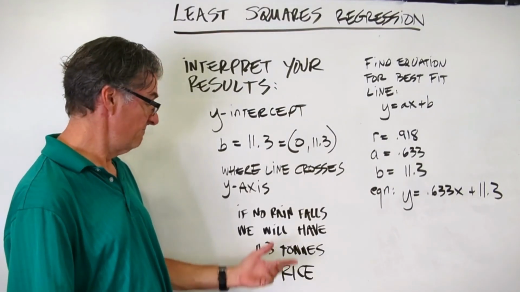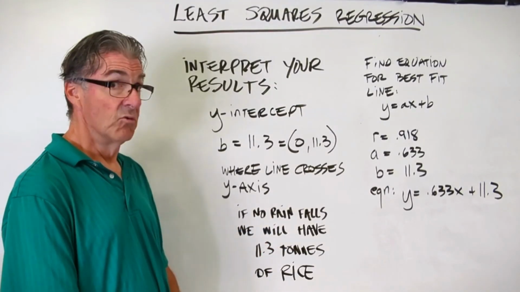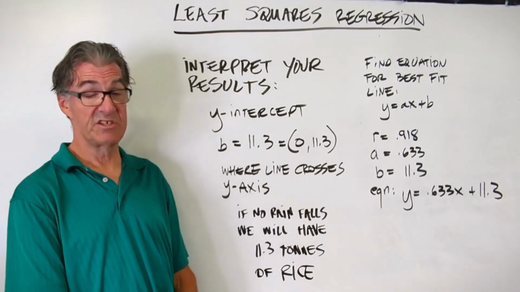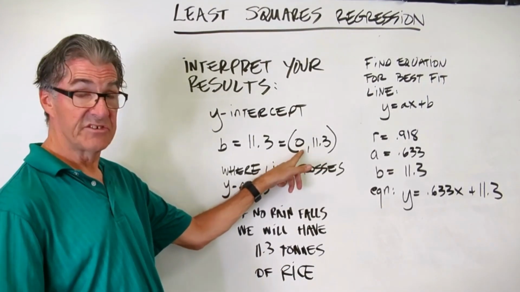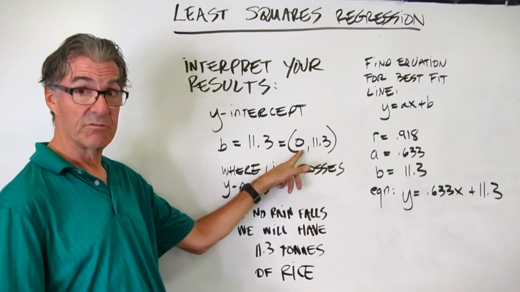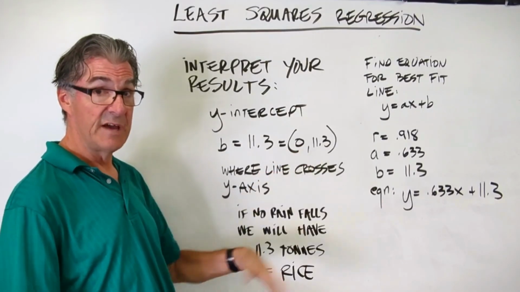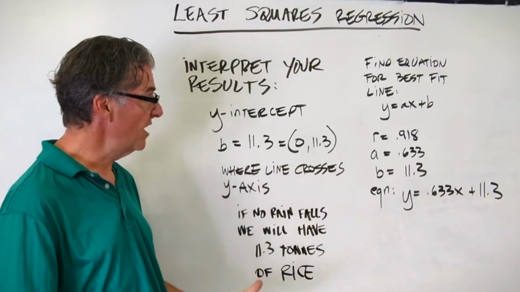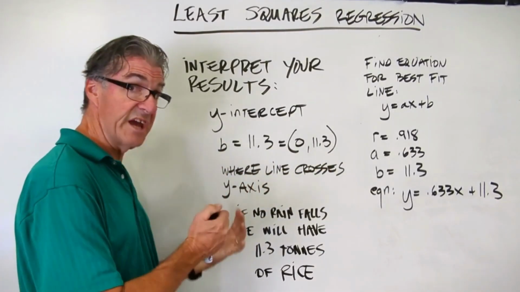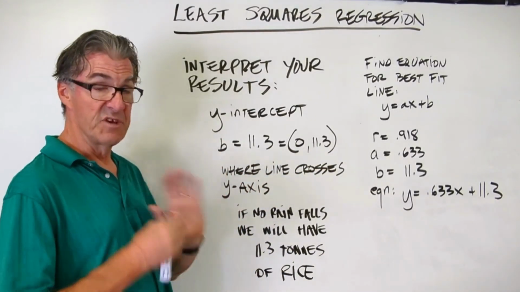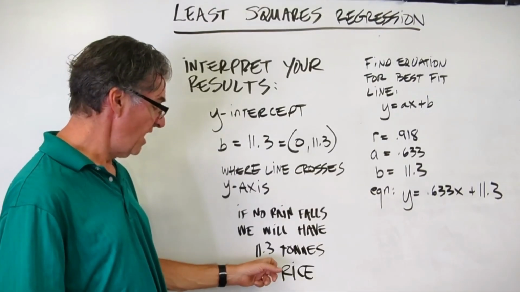Here's what you get. If no rain falls, we'll have 11.3 tons of rice. And you can get that right out of here. The x value of that point is the rainfall. Notice how that's a 0. That means 0 centimeters of rainfall. And so our function, our equation based on our scatter plot would predict that if we get no rain, we're still going to get 11.3 tons of rice.